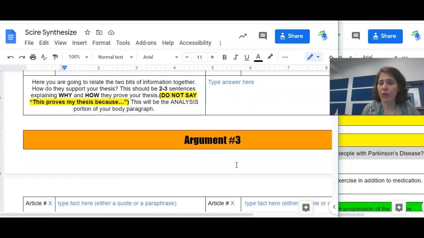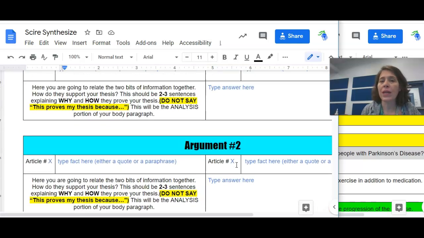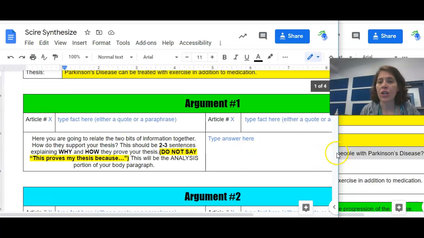argument 2, argument 3, right? These are the same 3 arguments that you have on your supporting arguments or your supporting document. You're going to be combining your ideas. So let's just take a look at it together.